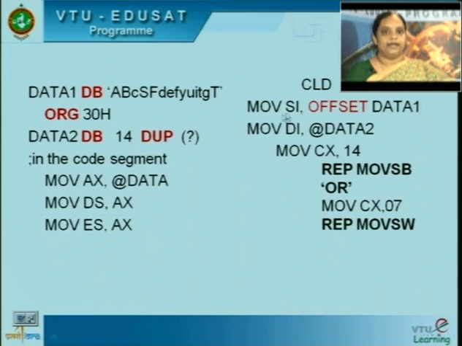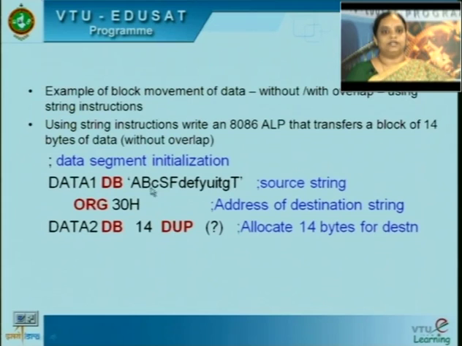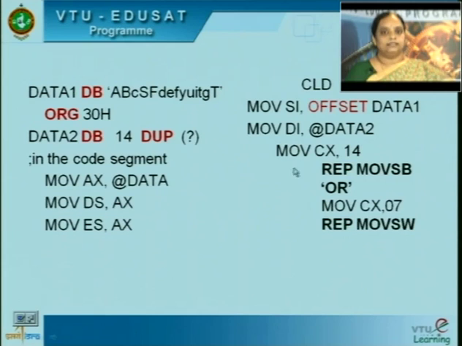Now, let us also load CX with 14. Remember, we had allocated the string as a 14-byte string. 14 characters have to be moved or copied. So CX is equal to 14. So this is your initialization part. The initialization part is to initialize the segment registers, initialize the index registers SI and DI, then initialize the direction flag, and the counter. The counter is CX.